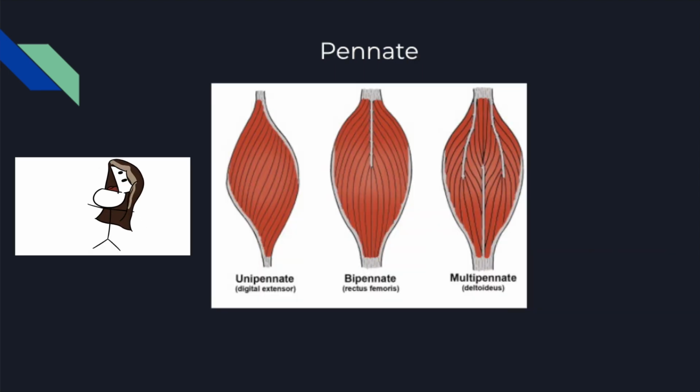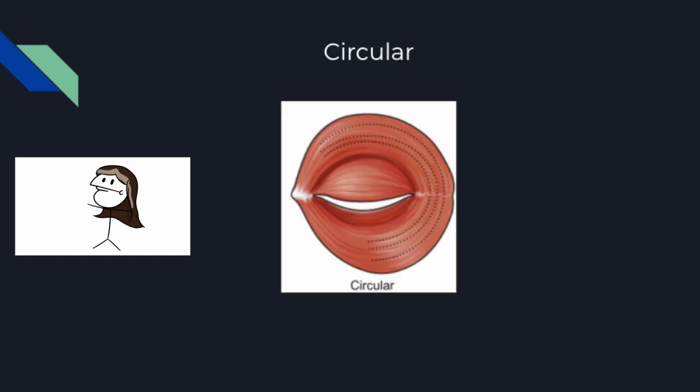Pennate muscles are said to be feather-shaped. There are three different types: unipennate, bipennate, and multipennate. Examples of these are the semimembranous muscle, rectus femoris muscle, and the deltoid muscle. The muscles that generate the most force would be the multipennate muscles, due to the fact that they can fit the most muscle fibers in a set length. The last shape is circular muscles. Examples of these muscles are the orbicularis oculi muscles and the oris muscle.